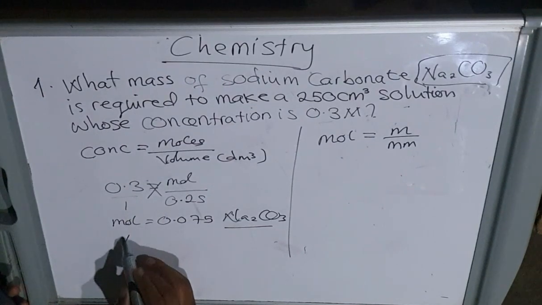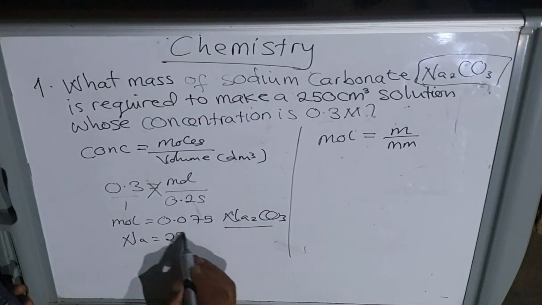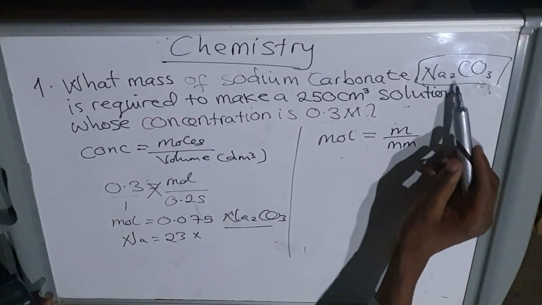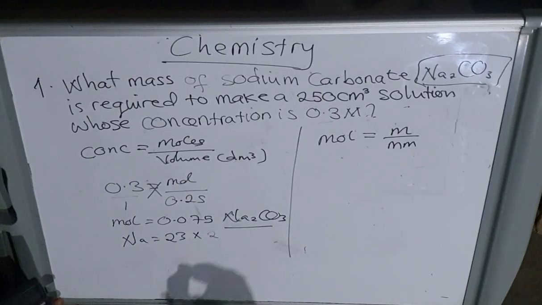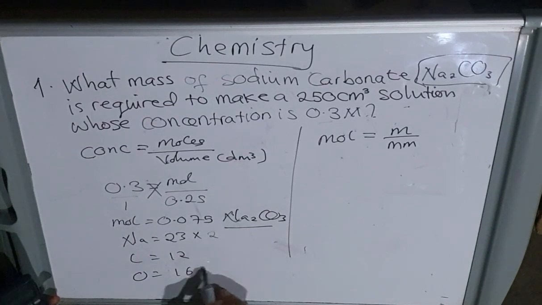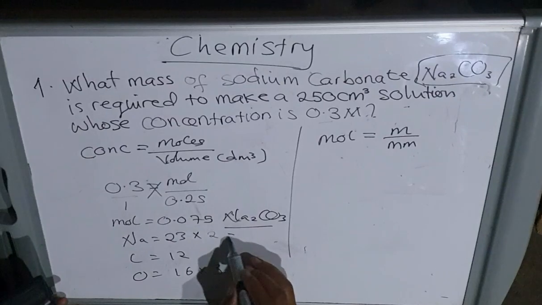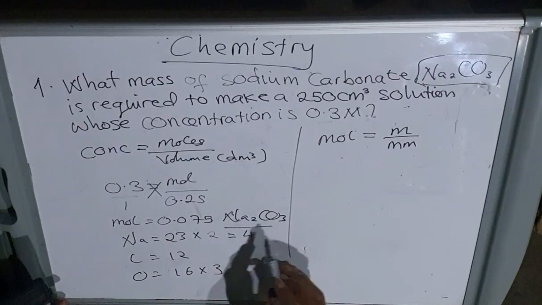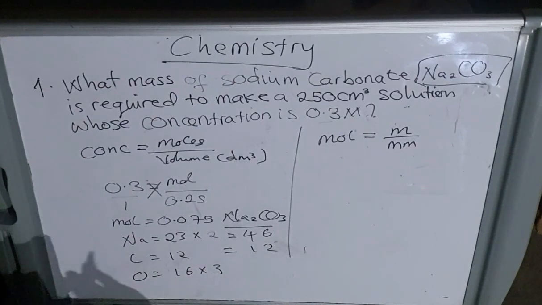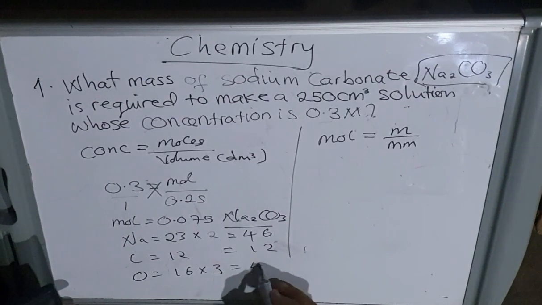Okay, so sodium has a mass number of 23. You check from the periodic table. Then in this formula, we have 2 sodium, so 23 times 2. We have carbon, which is equal to 12. We have oxygen, which is equal to 16, then times 3. Okay, this is giving us 46, and this is just 12. And we have 16 times 3, I think it gives us 48. Okay, yes, 48.